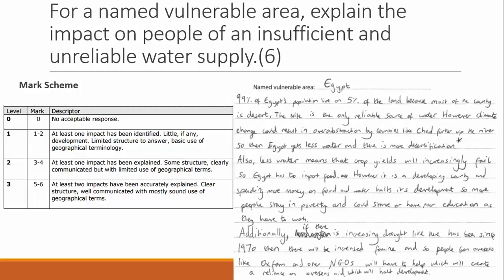The answer on the right talks about Egypt as opposed to Sahel. Gets 6 marks though. If you read through it, it's got great use of key language, talking about over-abstraction. It's got great use of specific detail, 99% live on 5% of the land. This is a case study you've done in a different example, and it's something you could develop and use, saving you revision for different case studies.